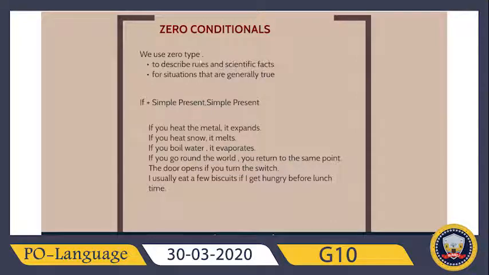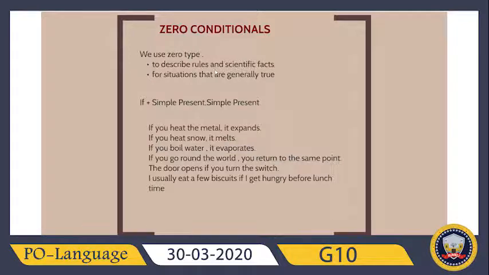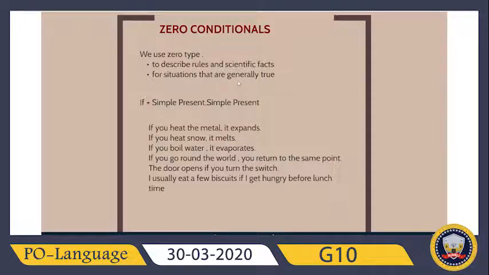We use zero type to describe rules and scientific facts for situations that are generally true. If plus present simple, you have present simple. You understand this later. Okay, don't worry, I will explain everything. Example, let's look at this example. If you hit the metal, meaning if plus present simple, hit is the verb. In the second clause, you will have it expands. So it is a scientific fact. Okay, if you hit the metal, of course it will expand.